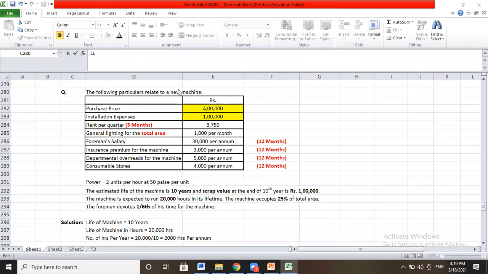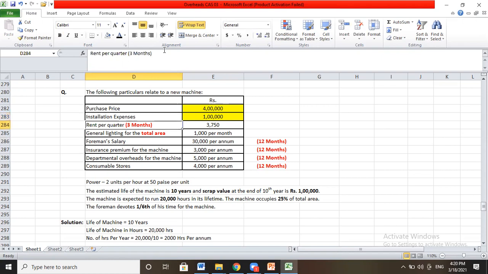So here is an illustration. The following particulars relate to a new machine. The purchase price of that machine is 4 lakhs and installation expenses is 1 lakh. We had learned this concept earlier, that the purchase price of machinery plus installation charges will frame the cost of that machinery. Hence, for calculation purposes, we will write this as a total cost of rupees 5 lakhs.